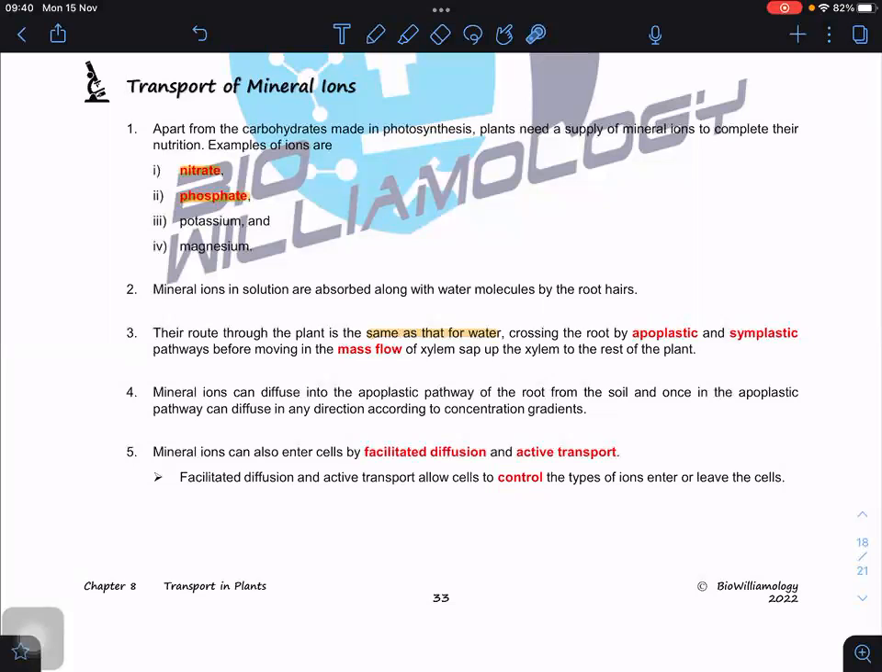And active transport requires ATP. If the plant cell does not prefer to spend its ATP, then they can use facilitated diffusion. But in terms of facilitated diffusion, it must be down the concentration gradient.